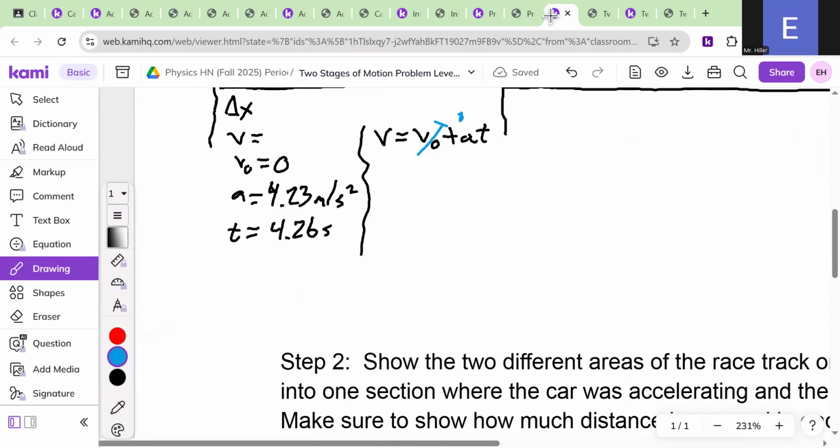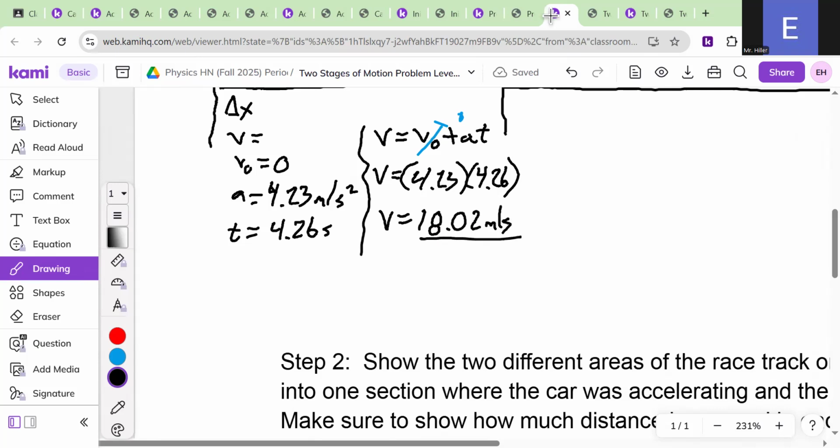V naught cancels. V would be, in my case, 4.23 times 4.26. And my top speed would be 18.02 meters per second. That is going to be the same as the constant speed here.